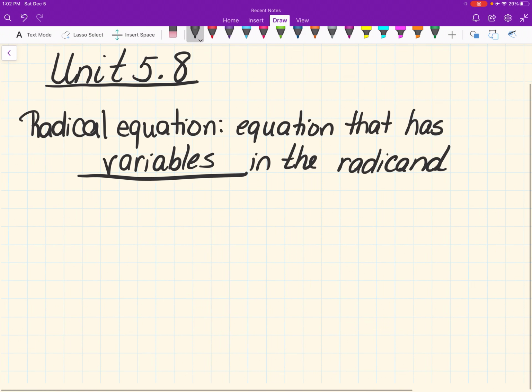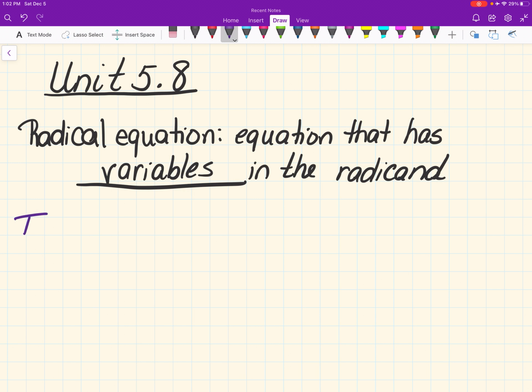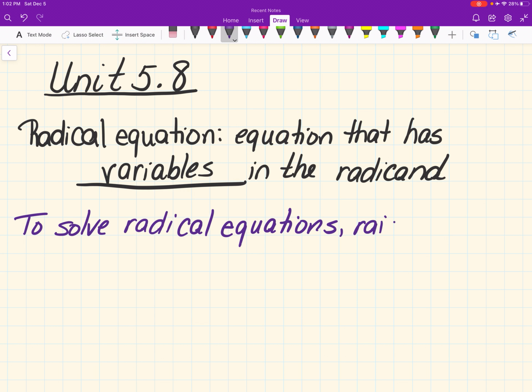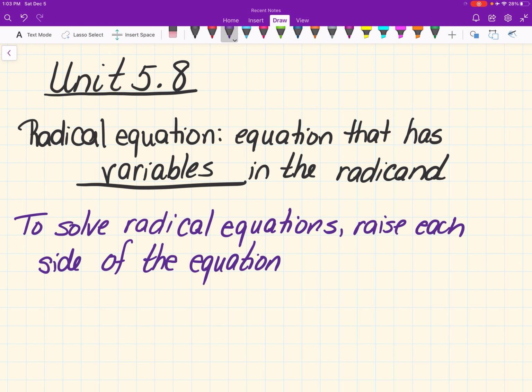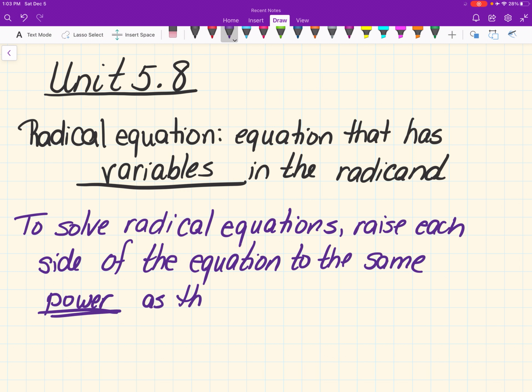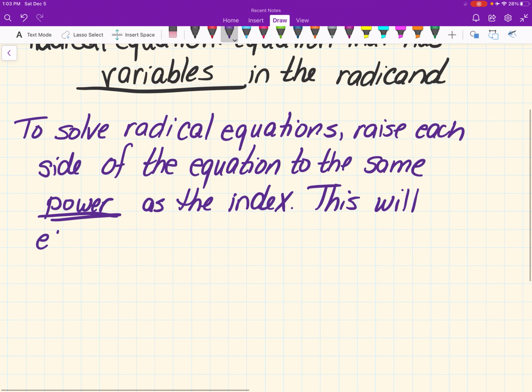So the next part says, to solve radical equations, raise each side of the equation to the same power as the index. This will eliminate the radical.